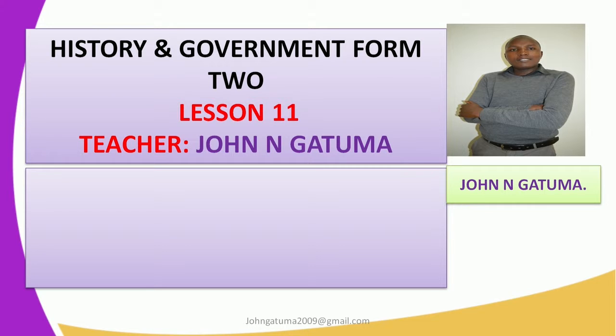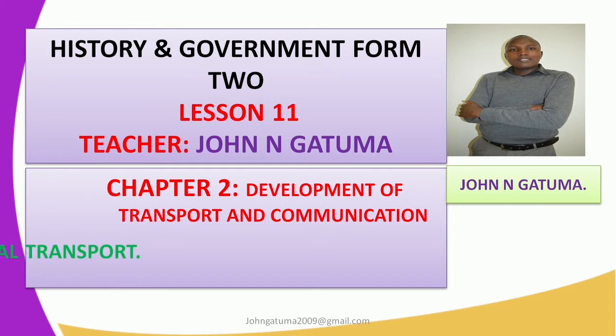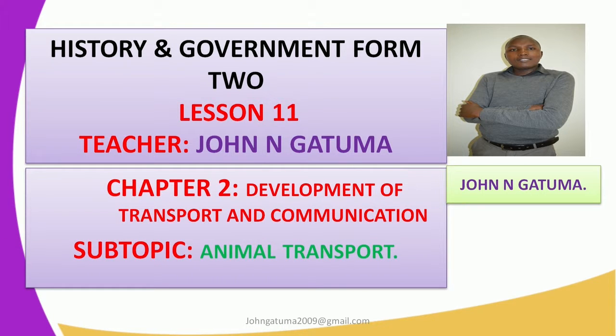We have been looking at the development of transport and communication. In our previous lesson, we defined what is transport. We looked at the traditional forms of transport such as the human porterage, the pack animals, rafts, boats, and the sailing ship. We discussed the human porterage, which is one of the oldest methods people used to transport goods. Today we continue with the development of transport and communication, but the subtopic for today is animal transport.